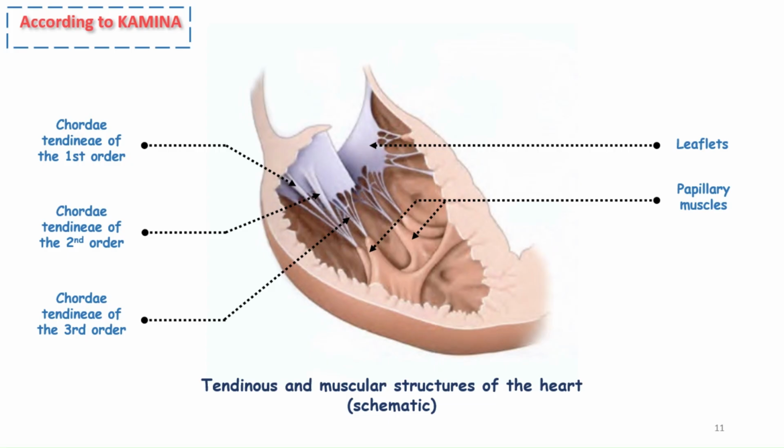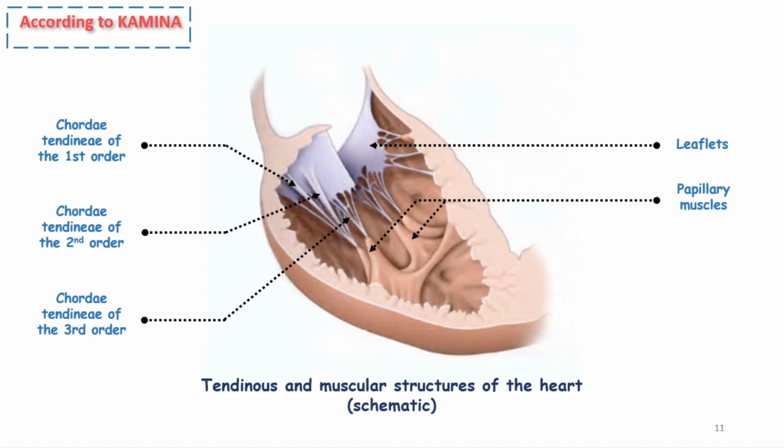Chordae tendineae of the first order extend from the papillary muscles and insert directly into the free margin of the valve leaflets, playing a key role in valve closure. Chordae tendineae of the second order insert into the ventricular face of the leaflets, providing additional support to the valve structure. And chordae tendineae of the third order attach not to the leaflets but to the ventricular wall or the base of the papillary muscles, contributing to the stability of the subvalvular apparatus.